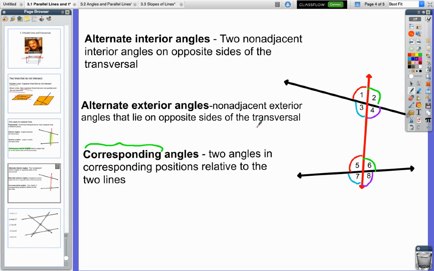In the next section, as we'll talk about, these particular angles in these particular spots will be congruent to each other. So right now, we're just talking about their positions right here. They're named these because of their position, not because of their value. So let's put all this together and try that.